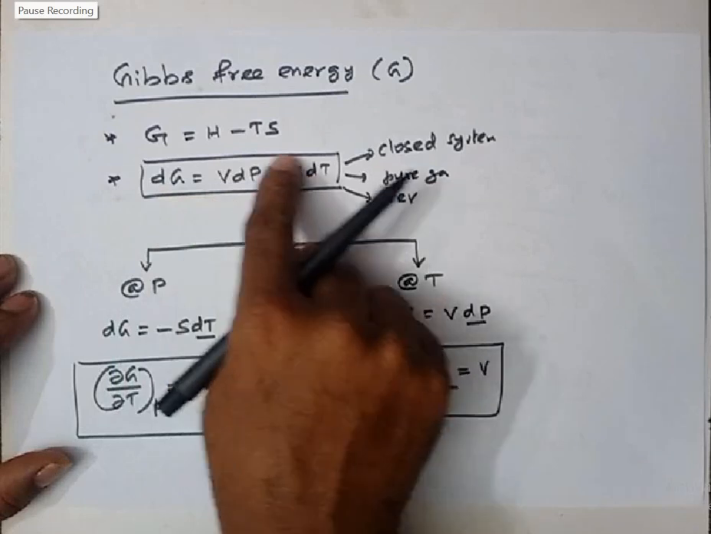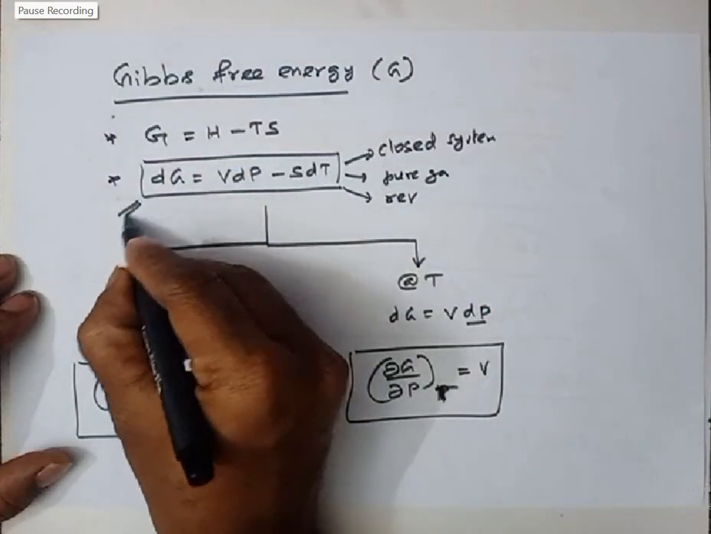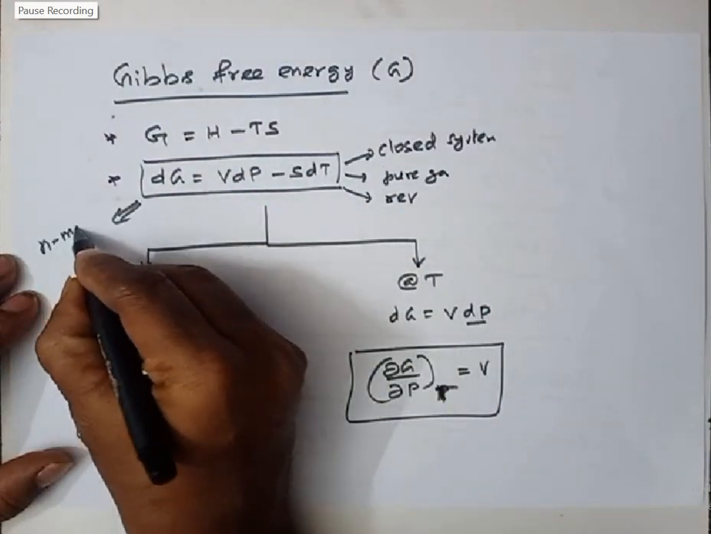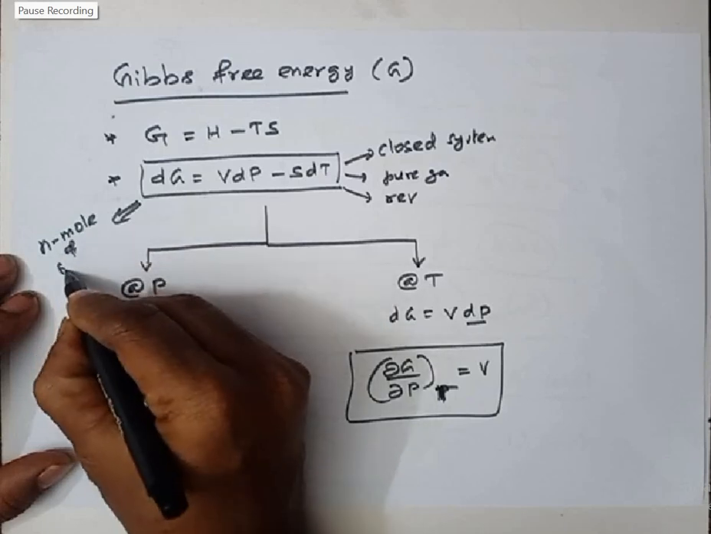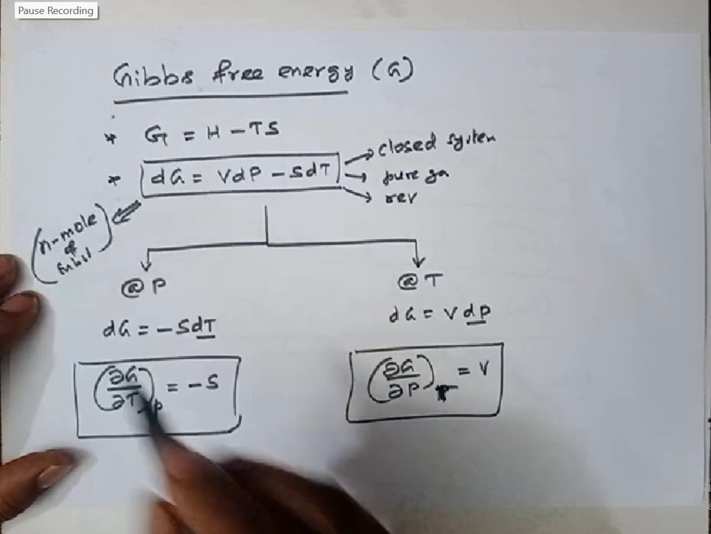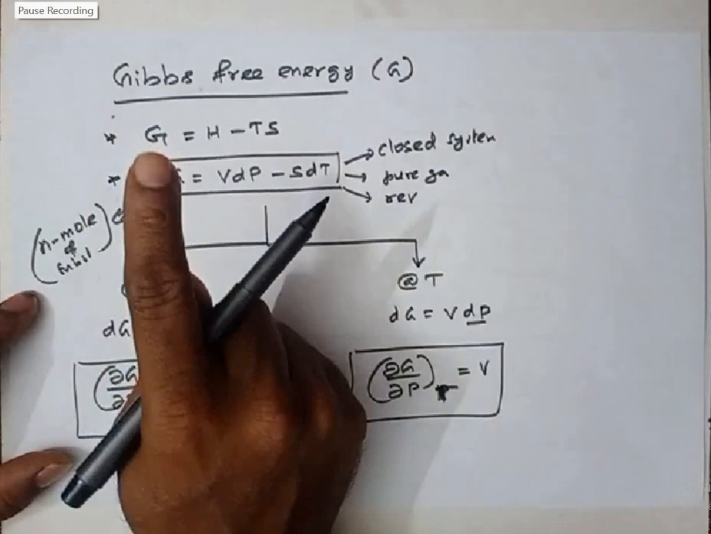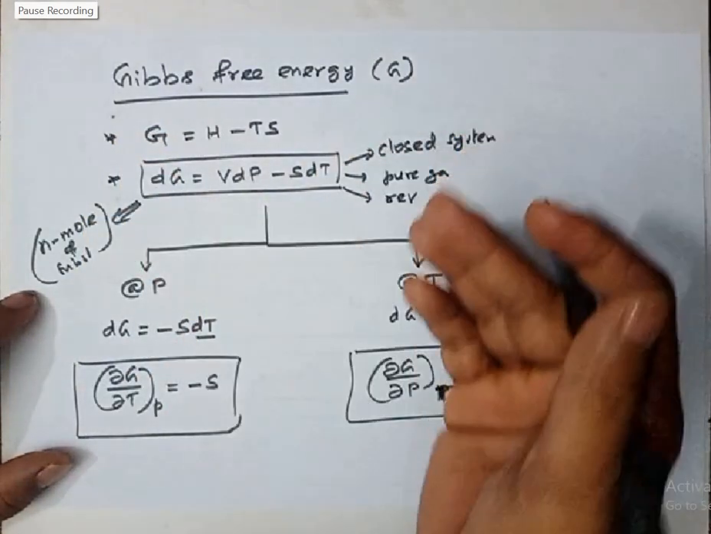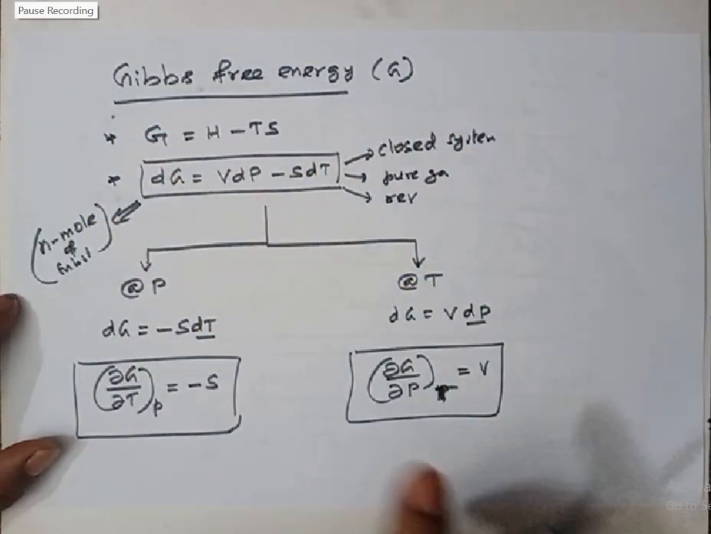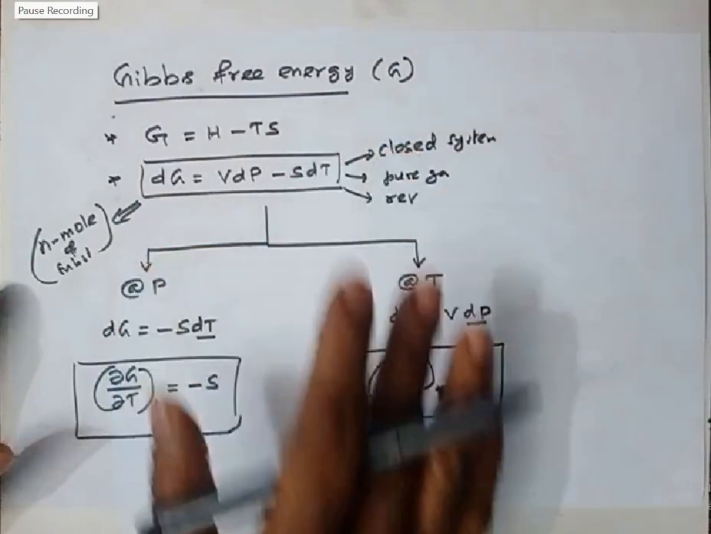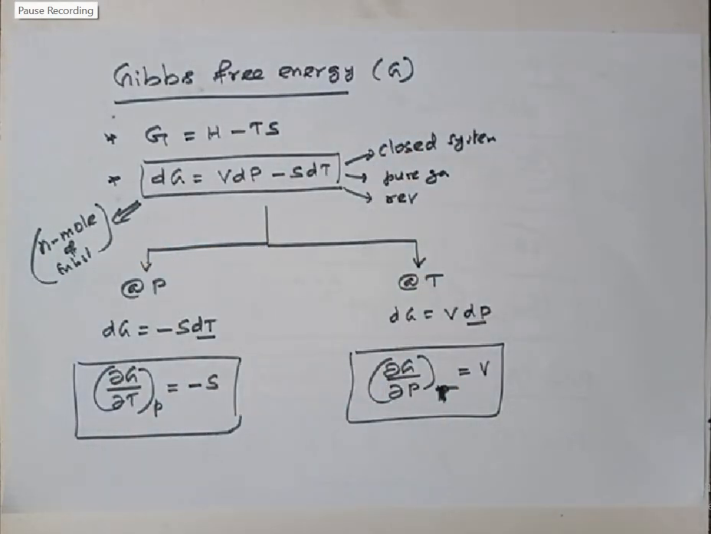This equation we use for n mole of gas or n mole of substance. If you have n mole of substance, you can use this formula. For 1 mole, we write this equation in a different form. Now, for 1 mole, on the next page, you just copy this down or take a screenshot.